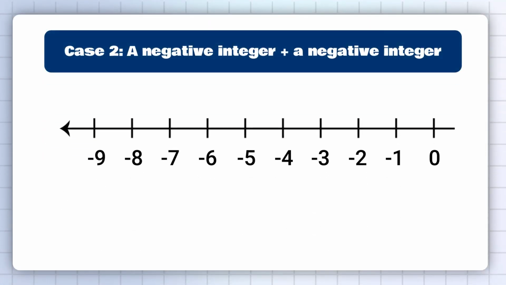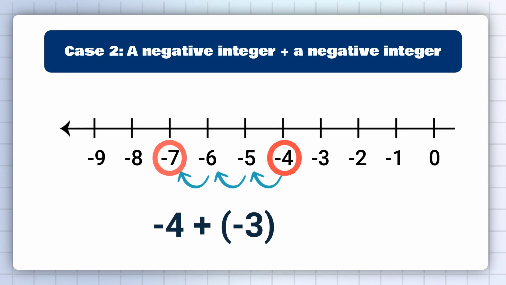Let's see another example. -4 plus -3. We start at -4 and move 3 units to the left, -5, -6, -7. So we get -4 plus -3 equals -7.